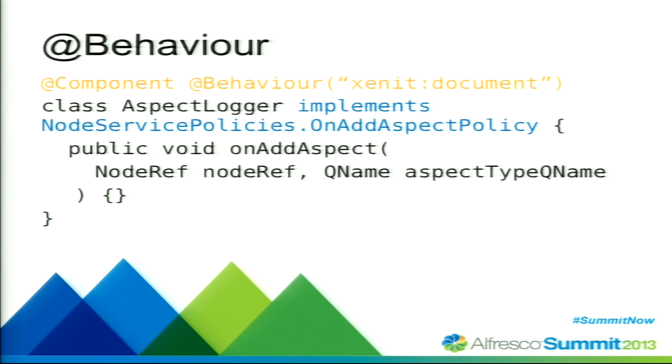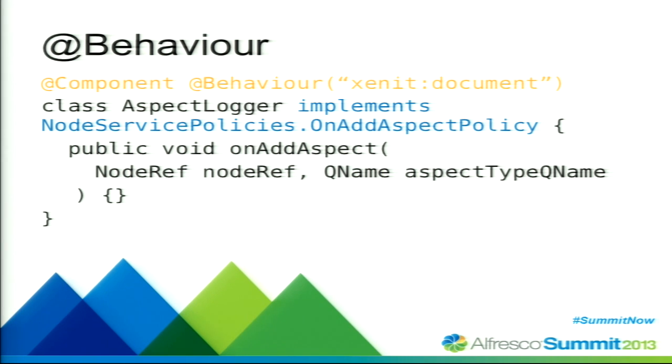So that's WebScripts. Now moving on to behaviors. That's something you will very often need Java for. Unfortunately, we can also do that with dynamic extensions. It's very similar to the WebScript. Again, we turn it into a Spring Bean by adding the component annotation. Then we specify that it's a behavior, not for any type, but in this case specific for all Xenit documents.